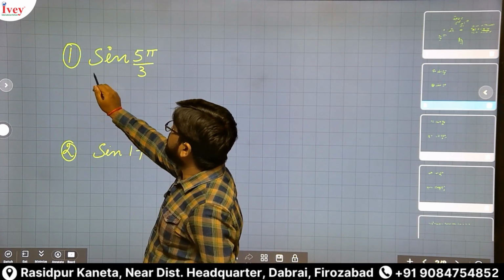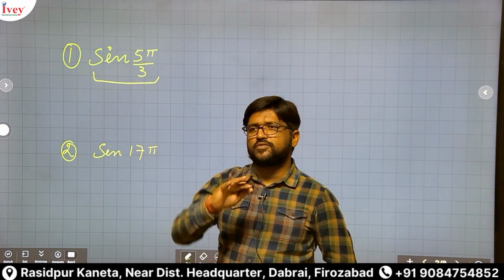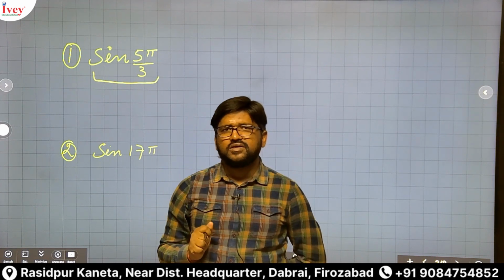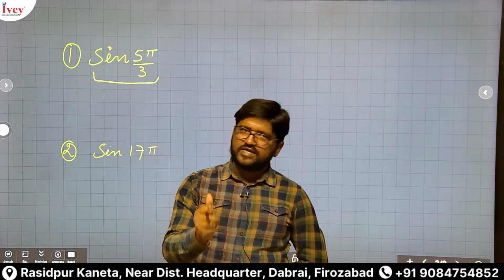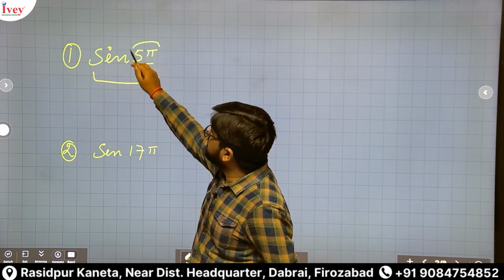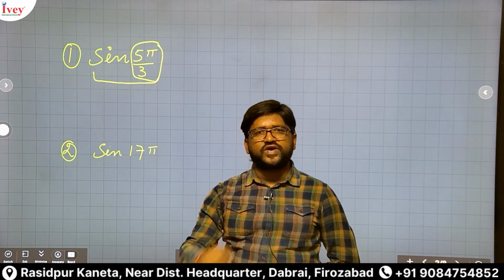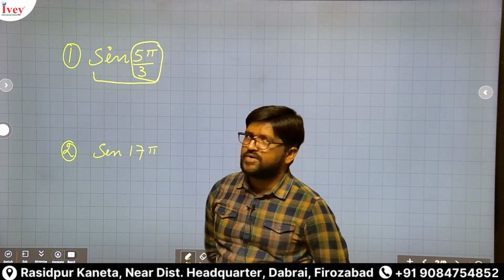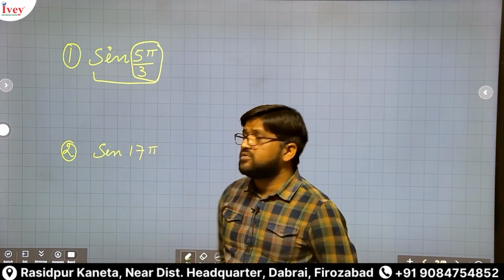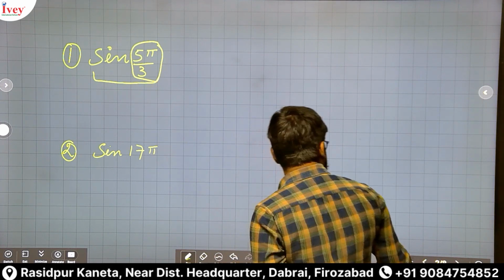So for example, if you are supposed to find the value of sine 5 pi by 3, and also in an earlier video I told you about angle measurement, degree measurement and radian measurement, and here the angle is written in radian measurement, right? And we are supposed to find the value of this. So what will we have to do? We have to express this in terms of one of the allied angles, right?